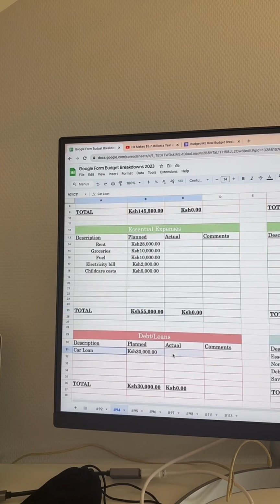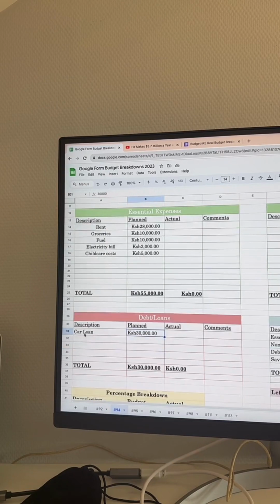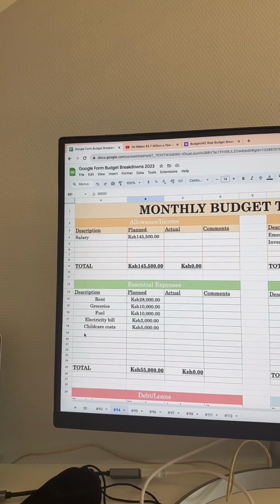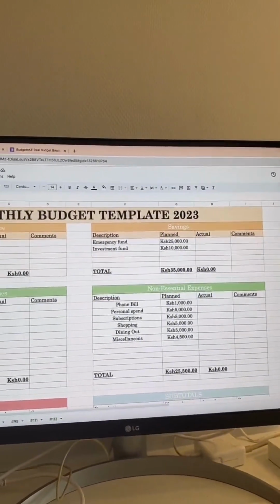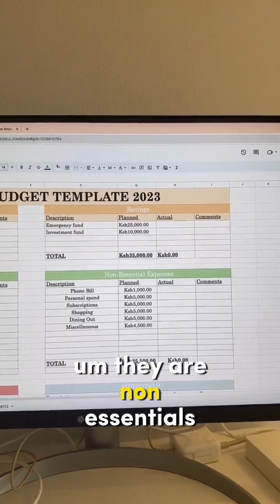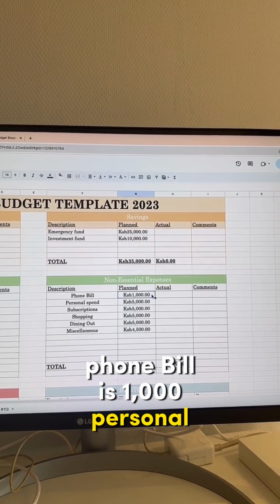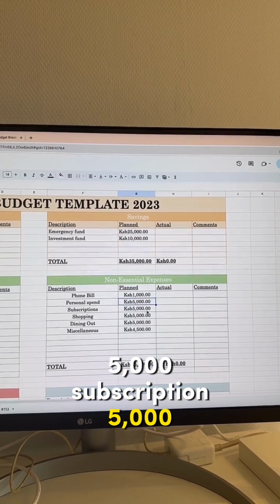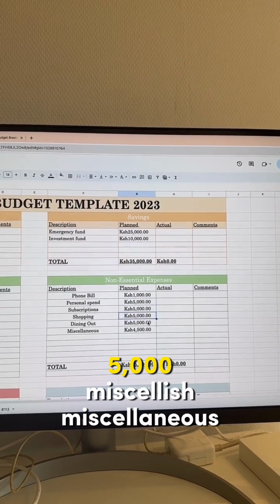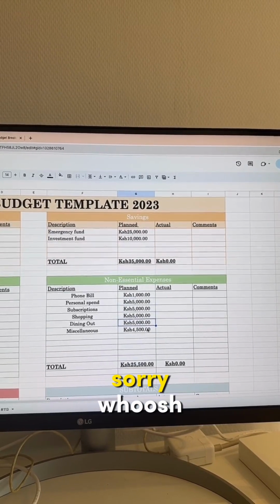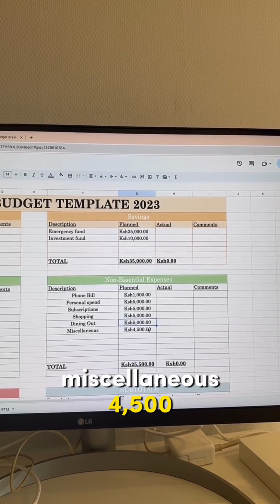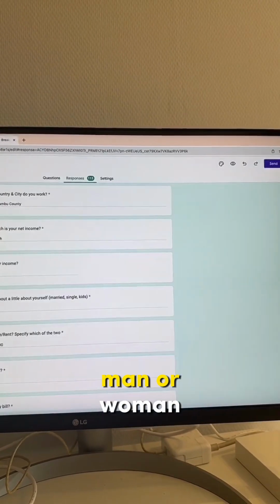Woo! Hapa kuna shida mahali. Hapa. Kalon 30,000, guys. Okay. Before we judge, tuangalie hesabu zingine. They're non-essentials. Phone bill is 1,000. Personal spend 5,000. Subscription 5,000. Shopping 5,000. Dining out 5,000. Miscellaneous 4,500.